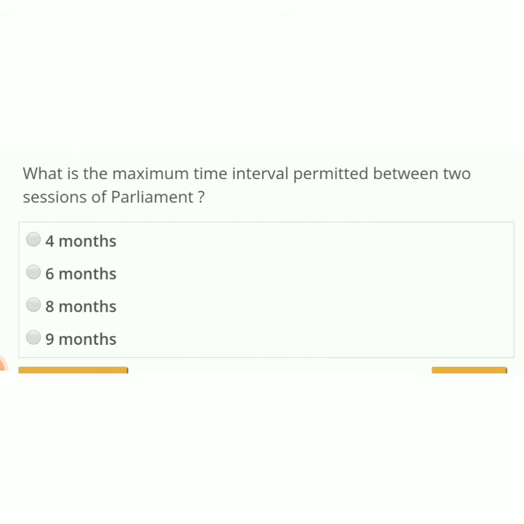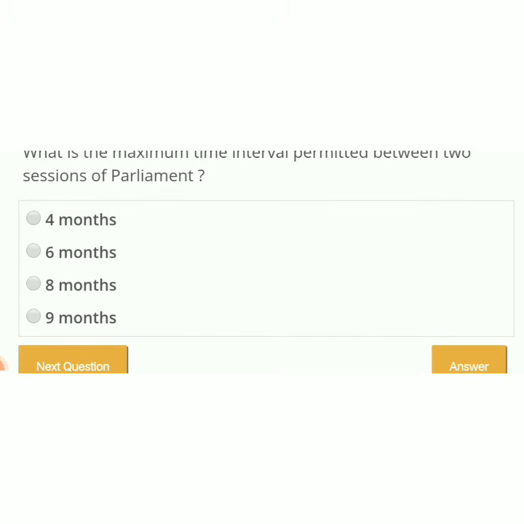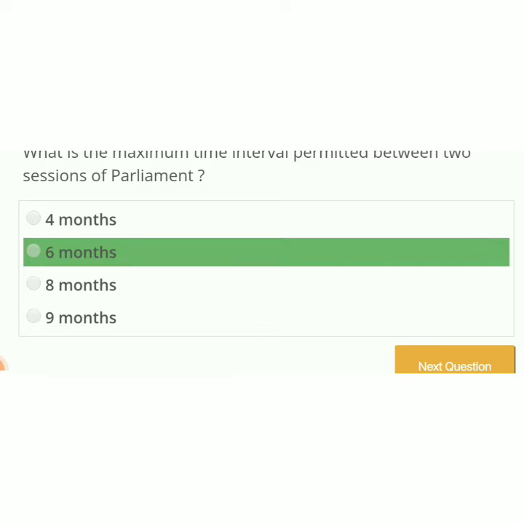Next question. What is the maximum time interval permitted between two sessions of parliament? The options are 4 months, 6 months, 8 months, 9 months. The correct answer is 6 months.